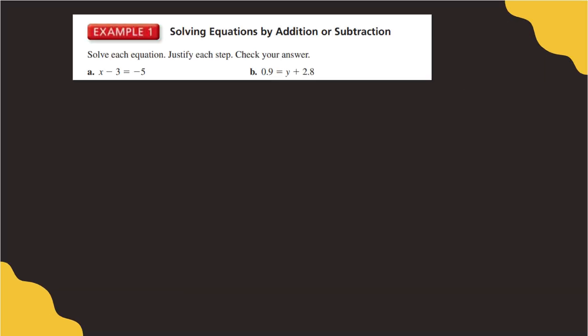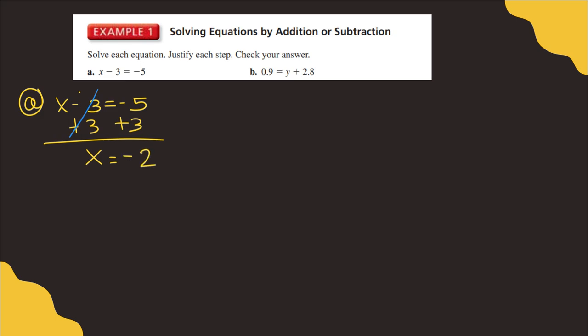You create an equivalent equation. Example 1, solve an equation by adding or subtracting. Solve each equation, justify each step, check your answer. So in part A here, we have x minus 3 equals negative 5. We're going to write the equation. We're going to use the addition property of equality because we have a subtraction over here. So to undo this, we're going to add 3 to both sides to create an equivalent equation, okay? To simplify, we're going to have x because this cancels out, correct? So x equals negative 5 plus 3, which gives us negative 2.